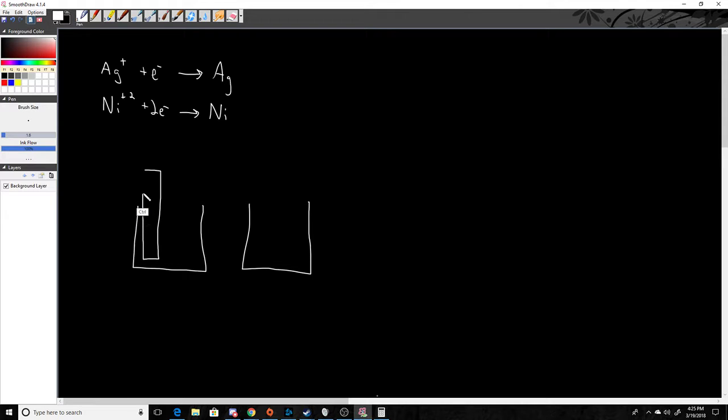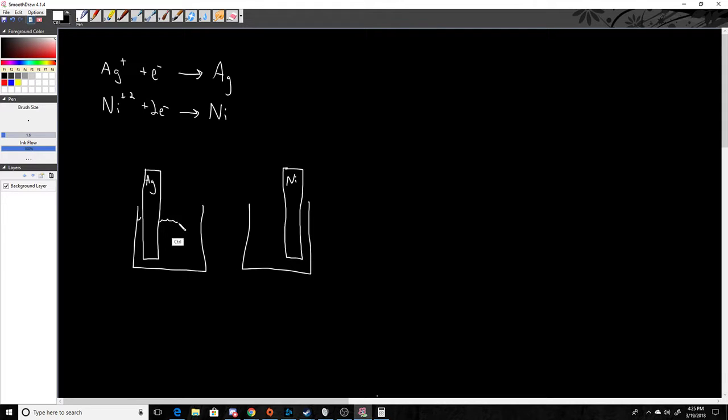So I've got two beakers. In each beaker, I'm going to have a strip of the metal that's in there. So let's even say this one's my silver. Put an Ag there, and this is my nickel, okay? This beaker has a strip of silver in it. This beaker has a strip of nickel, all right?